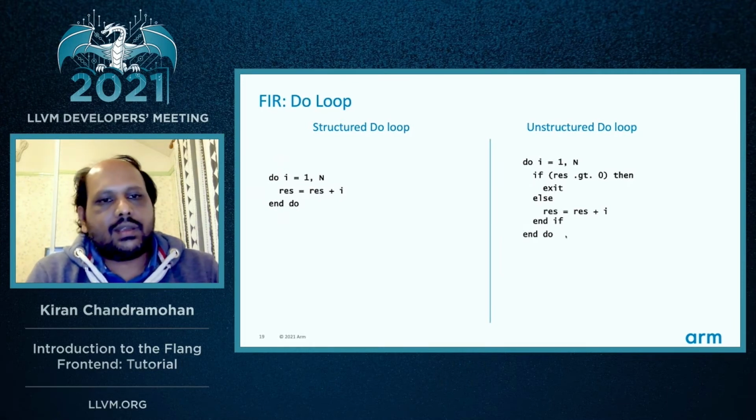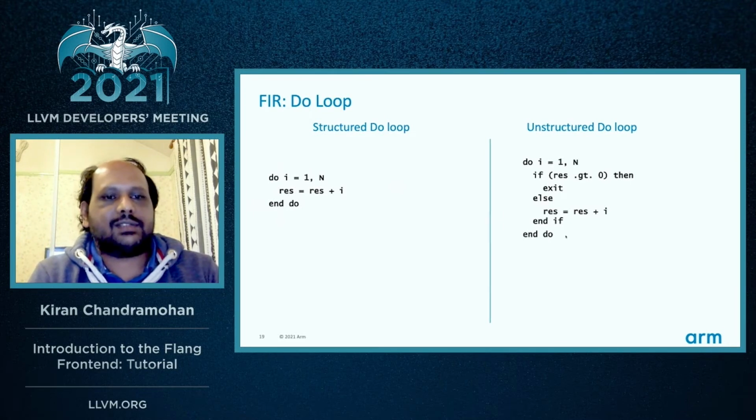It is n. And on the loop on the left hand side, we basically increment the value of an accumulator called res with the value of the loop index variable. So the loop that we have on the left hand side is a structured loop. There are no unstructured constructs, or there are no statements like exit, go to, and things like that.